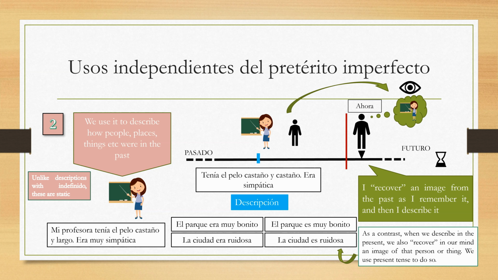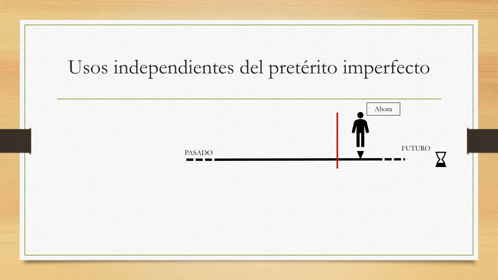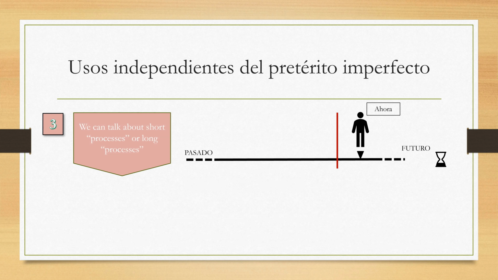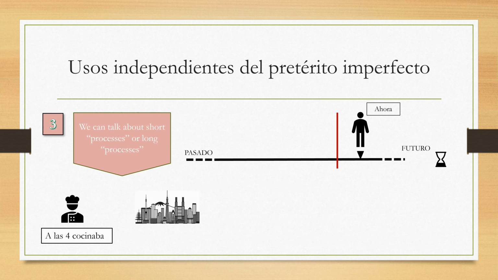Let's take a look at the next one. Again, we are looking at usos independientes del pretérito imperfecto. So we are only looking at imperfecto right now, even though I am comparing it to other tenses so far. Now, we can talk about short processes or long processes. You may remember this, but I also talk about this for pretérito indefinido. Now, how we talk about them is different. A las 4 cocinaba. En 2007 vivía en Tokio.